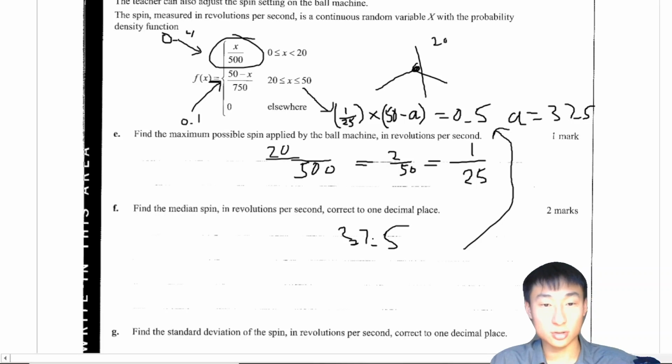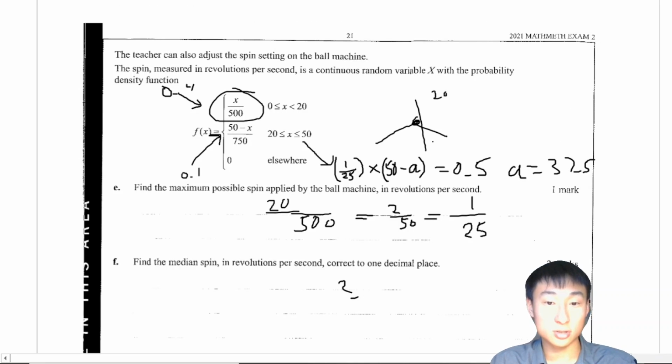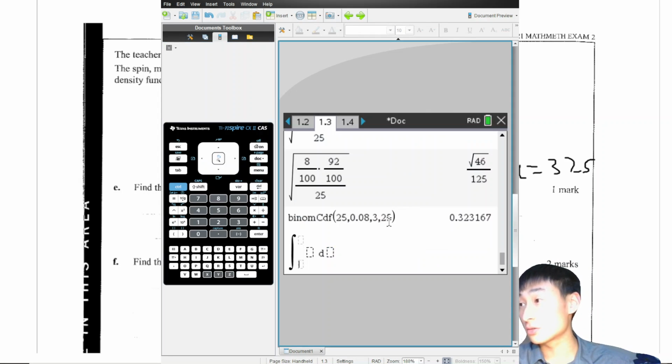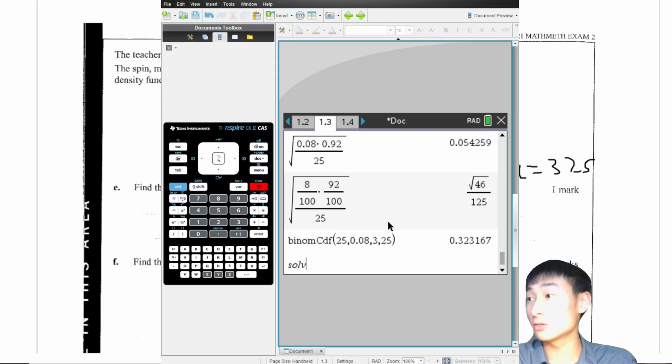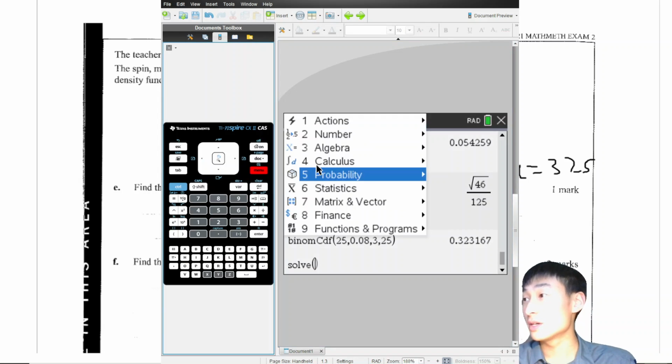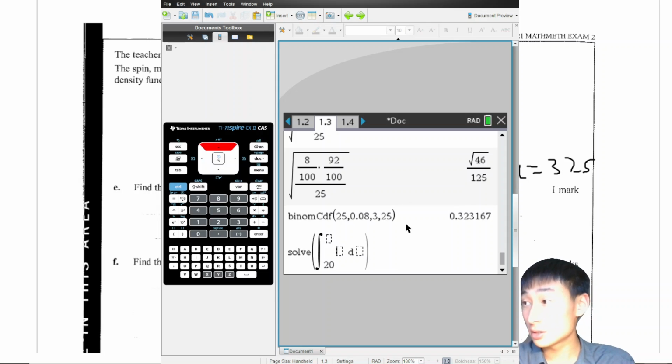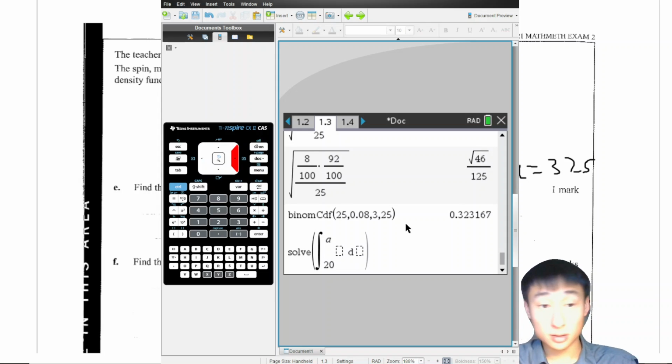Is that even correct? That's not correct. No, that can't be correct. I'm gonna just not be lazy and use the integral. Or I could use a trapezium, but I'm gonna use the integral. Sorry, I'm gonna write solve. Integral 20 to a of 50 minus x.